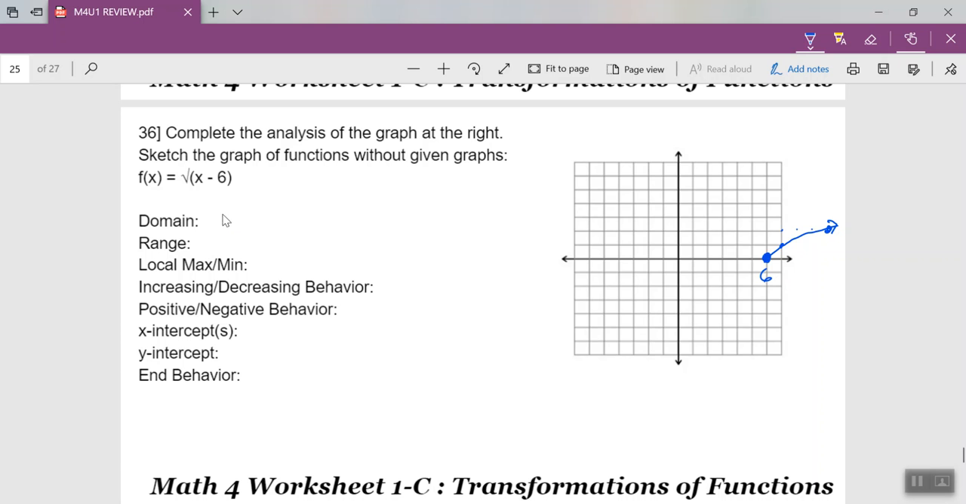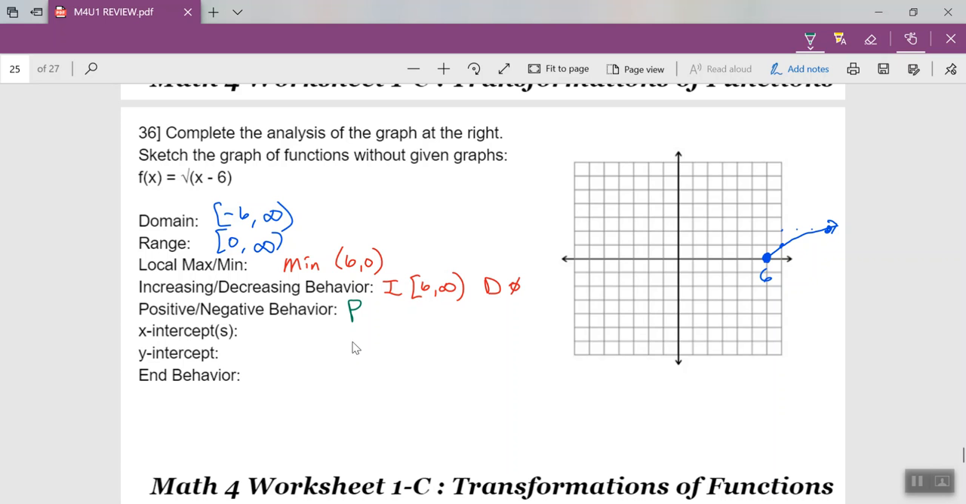So our domain starts at 6 and goes to infinity. Our range starts at 0 and goes up. We do have a local min located at 6, 0. All of this is increasing behavior from 6 on up. And there is no decreasing behavior. Every bit of this is positive.